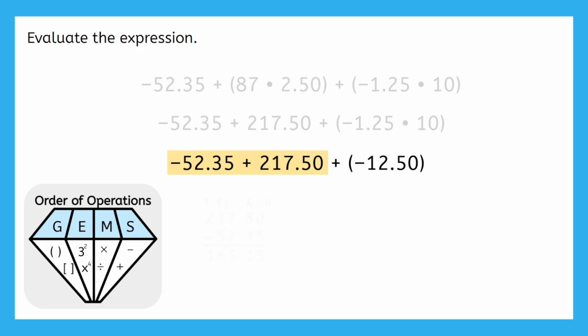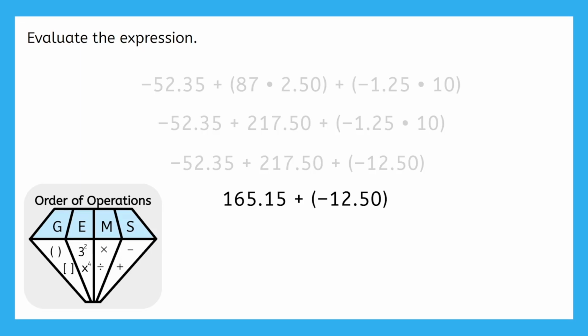Yep, positive, since we had more positives than negatives. Next, add 165 and 1500ths plus negative 12 and 5000ths. Again, since the signs are different, subtract the values, giving us 152 and 6500ths. This is positive because we had more positives than negatives.